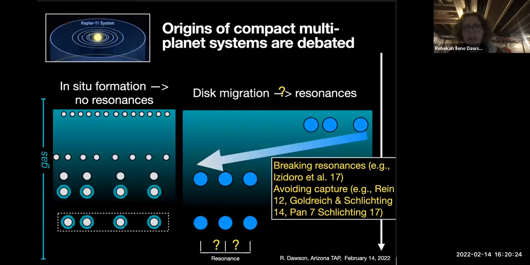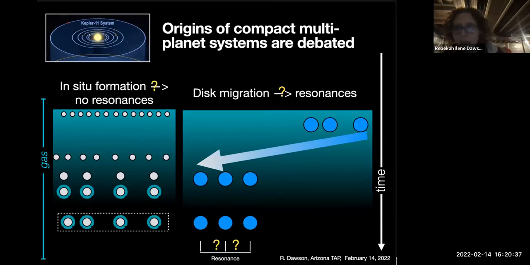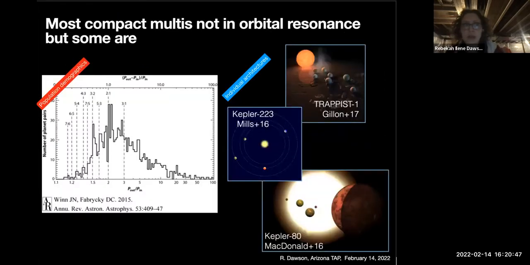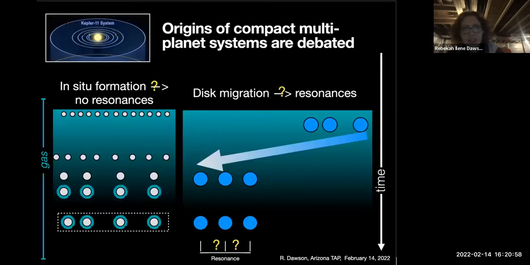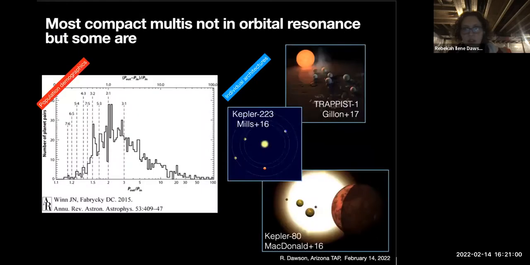One thought people had is that maybe you could either break the resonance or avoid capturing, so that maybe disk migration wouldn't always lead to resonances. Another possibility is that we could get these resonances just by forming the planets close to their location. And so we need to come up with something that gives us, in general, things aren't in resonance, but there are some special cases where they are. So we've been investigating this in situ formation scenario.